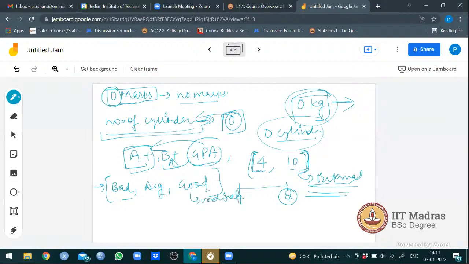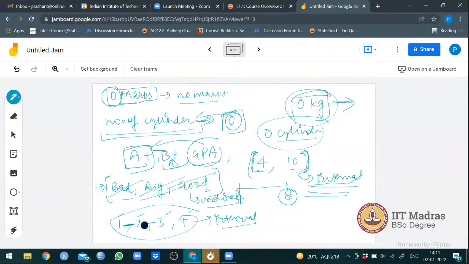Suppose I'm saying don't go with this. You have 1, 2, 3, 4, like 1 star, 2 star, 3 star, and 4 star. So it will come under interval, because there is some difference; some subtraction and some addition you can perform.